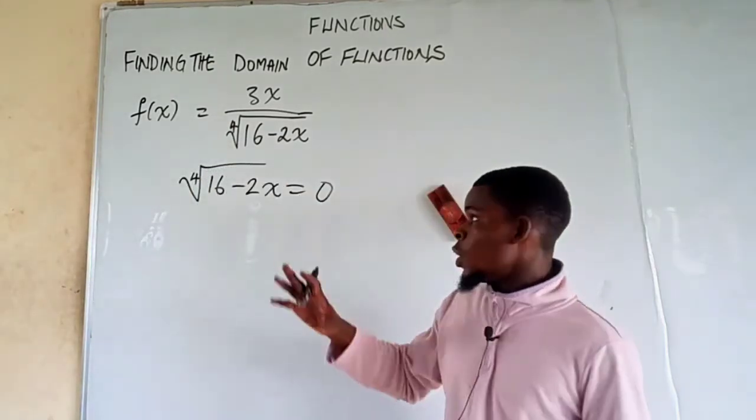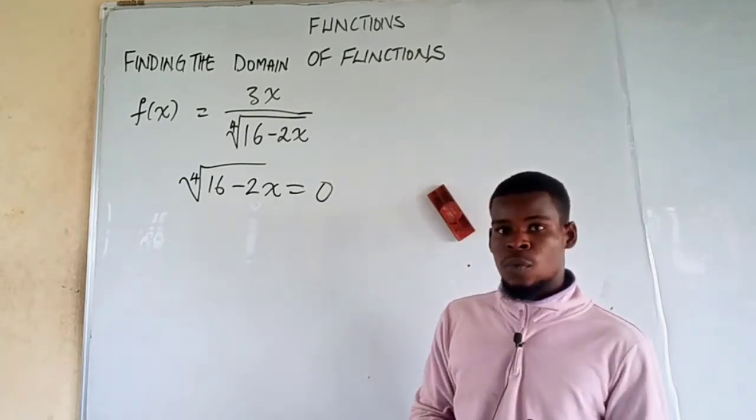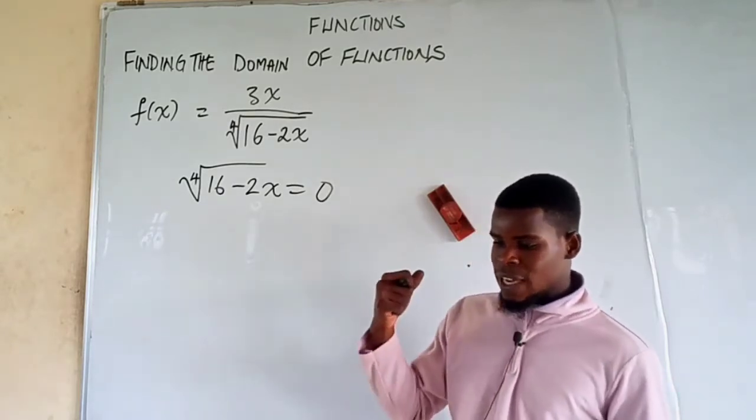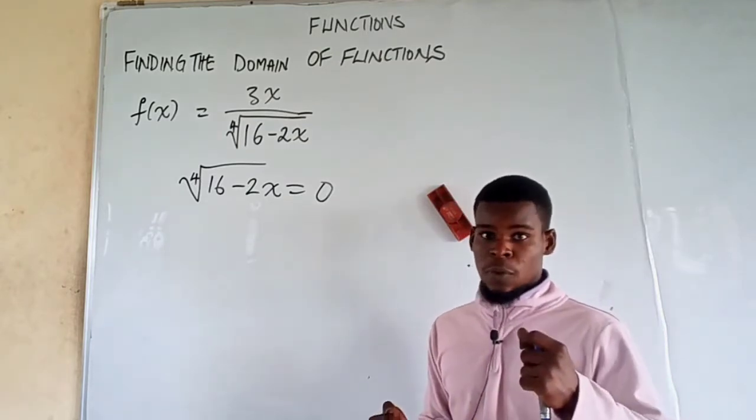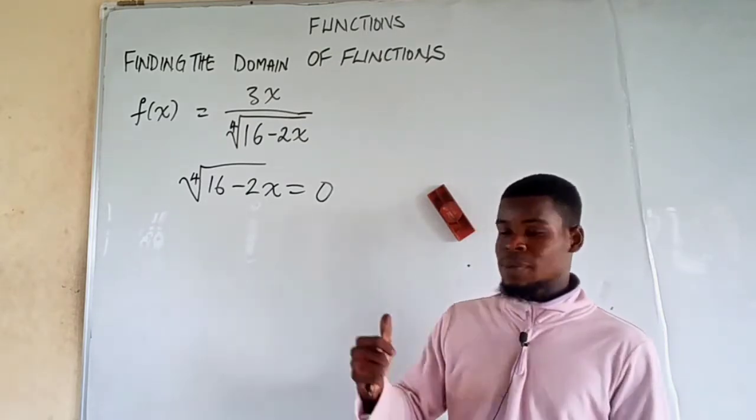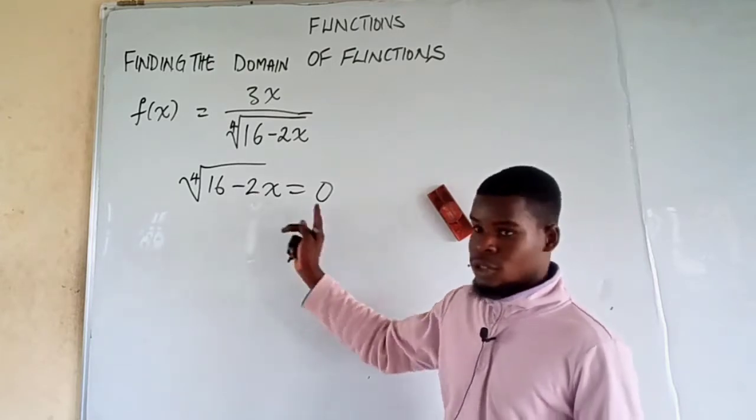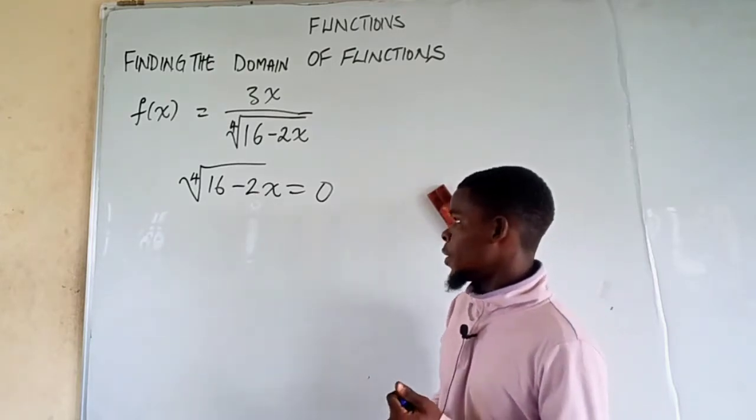So we've equated this to 0, which is what we don't want. That means the values of x we are going to get from here, we will not want them, right? So we will be taking every other real number except the values of x that will make this denominator equal to 0.